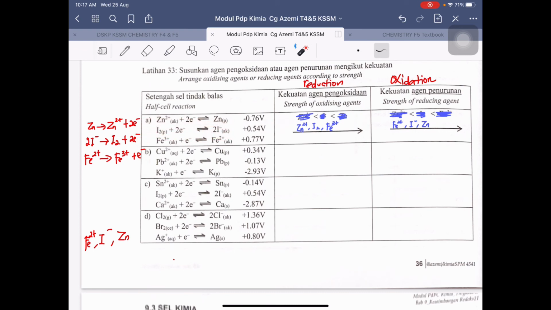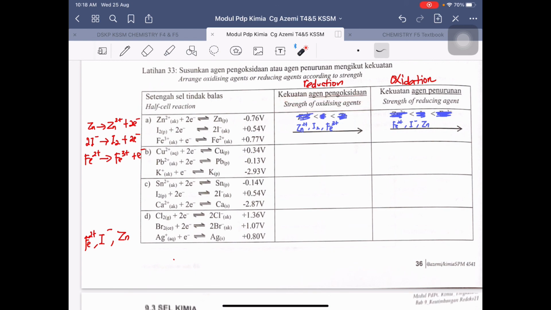Remember that. Okay, so the third one will be the ferrum ataupun iron ion. Iron Fe2+ ion. Okay, sebab dia yang paling positif. Jadi dia lah yang paling lambat. Paling lambat berlaku proses oxidation dan dia lah yang paling lemah. The weakest reducing agent of all these three. Okay, you understand that?